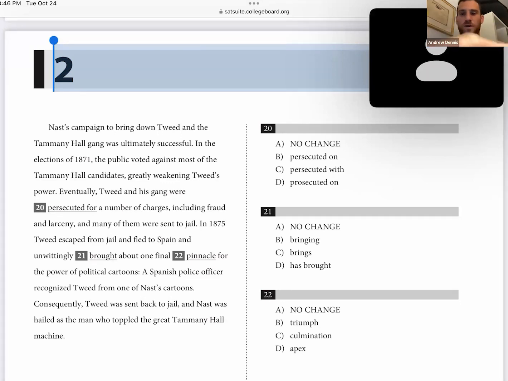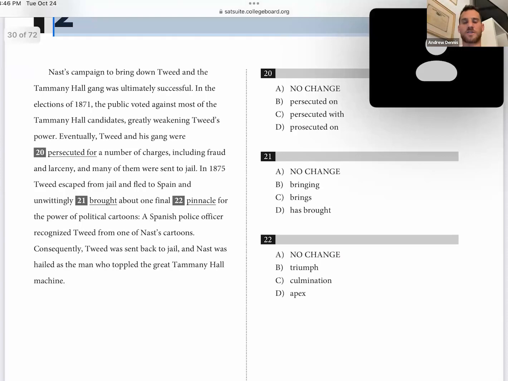A Spanish police officer recognized Tweed from one of Nast's cartoons. Consequently, Tweed was sent back to jail, and Nast was hailed as the man who toppled the great Tammany Hall machine.